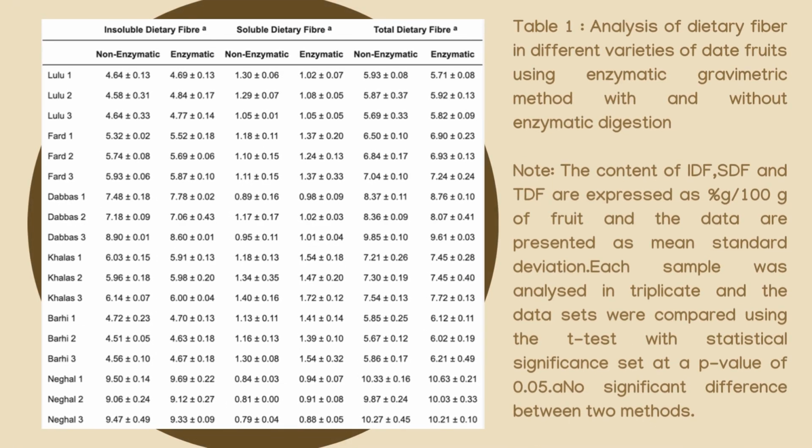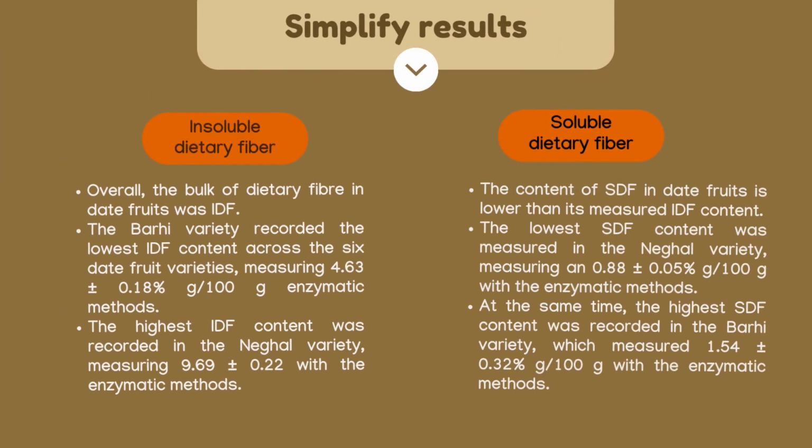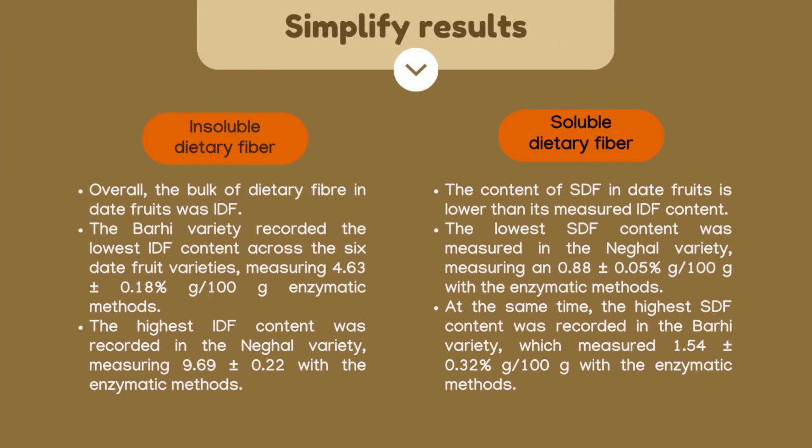This is the summarized results of the date fruits dietary fiber analysis. To simplify the results for insoluble dietary fiber, overall, the bulk of dietary fiber in the date fruits was IDF. The Barhi variety recorded the lowest IDF content across the 6 date fruit varieties, measuring 4.63 plus minus 0.18 gram per 100 gram with enzymatic methods. The highest IDF content was recorded in the Negal variety, measuring 9.69 plus minus 0.22 with the enzymatic methods.